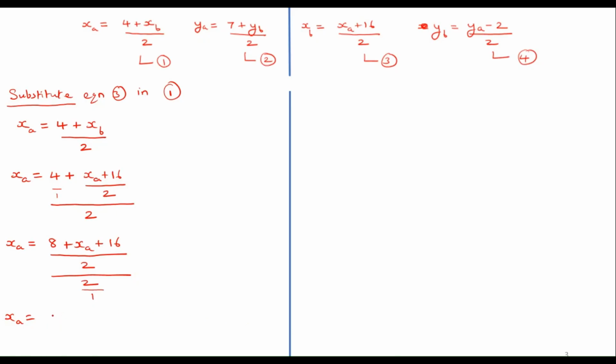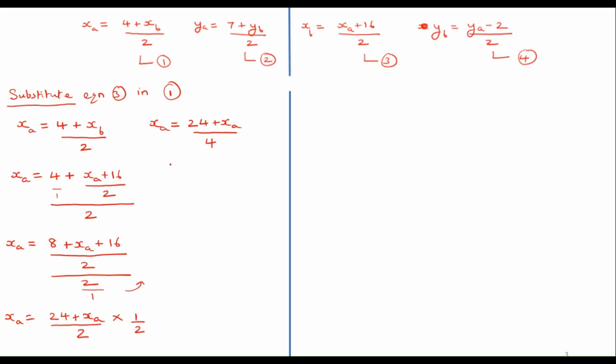Here 8 plus 16 is 24, 24 plus xa, because this 8 and 16 I can add, so 24. So divided by 2, and this will become reciprocal and it will come up here. This part will go up here. So 2 upon 1 will become 1 upon 2. So xa is equal to 1 will multiply here, so it will become 24 plus xa upon, denominators will multiply, 2 into 2 will become 4.